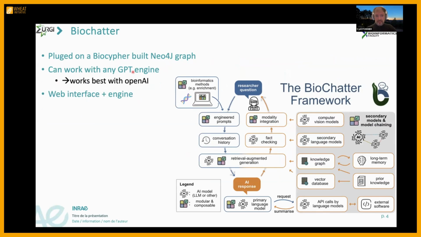BioChatter can work with any GPT engine, with Ollama, with any open source one, with the Mistral AI one, and so on. But of course, it is highly optimized with OpenAI, with ChatGPT, and it works best with this OpenAI API. It provides both a web interface and the engine to do the actual querying, or in fact, the multiple possible queries.